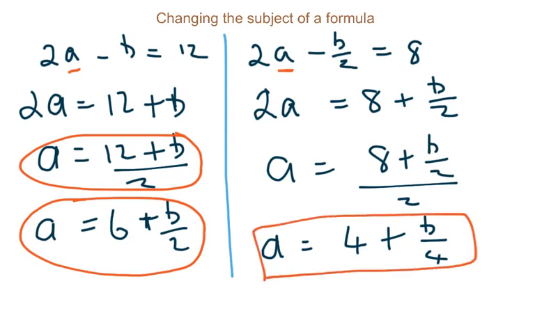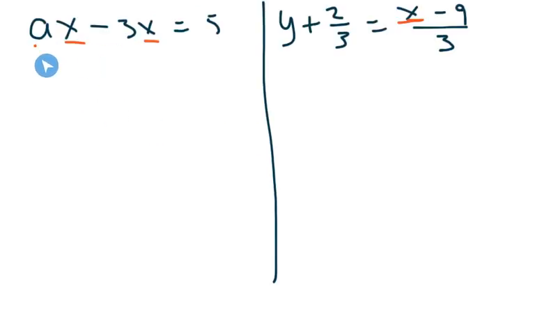Okay, let's move on to the next ones. Okay, we have 2 more equations here to sort out. This one here is, we want to make x the subject of the formula. So what we did today is, you may remember, we factored out the x. So x goes into a minus 3, and that's equal to 5.